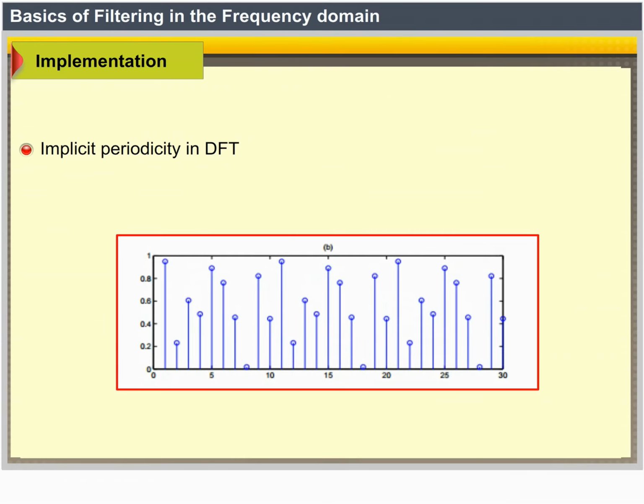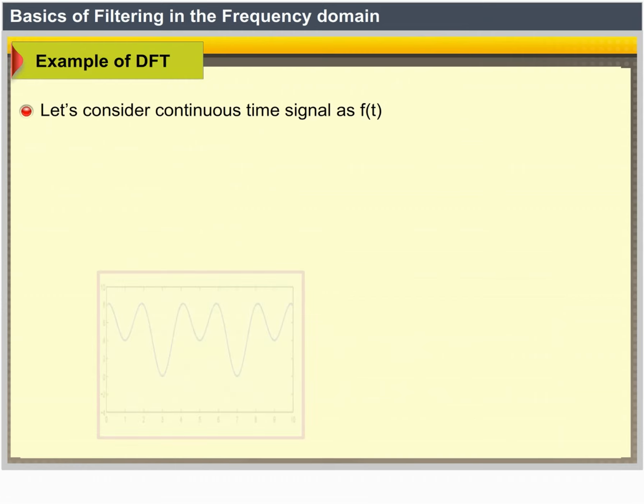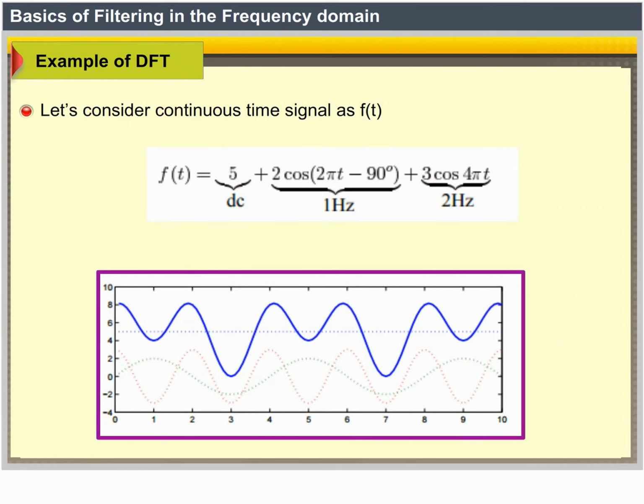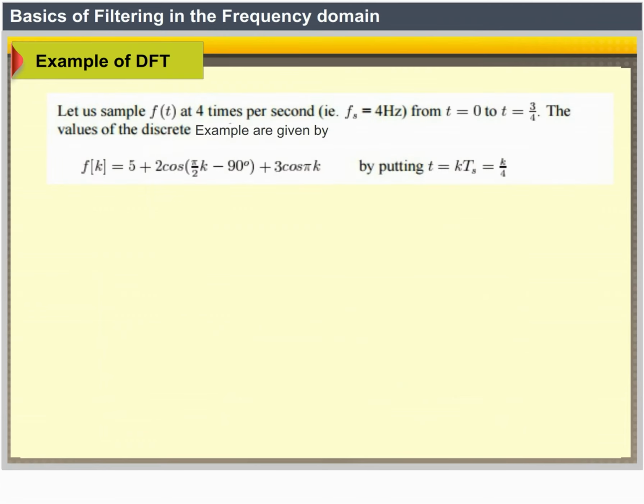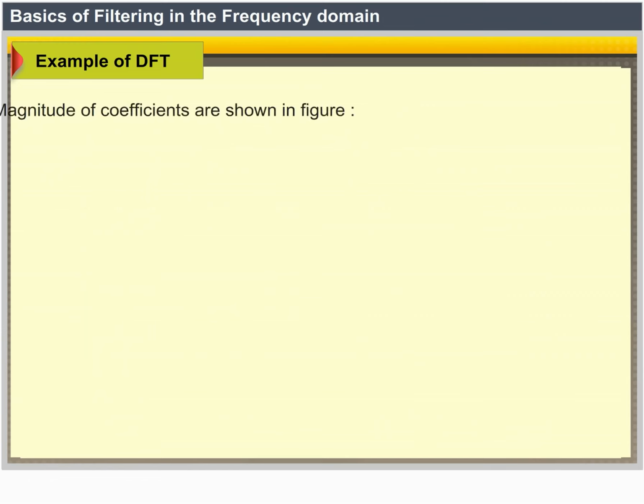Example of DFT. Let's consider a continuous time signal f of t as shown on screen. Let us sample f of t at 4 times per second, that is, fs equals 4 Hz, from t equals 0 to t equals 3 by 4. The values of the discrete samples are given by the equation shown on screen. Magnitudes of the coefficients are shown in the figure.